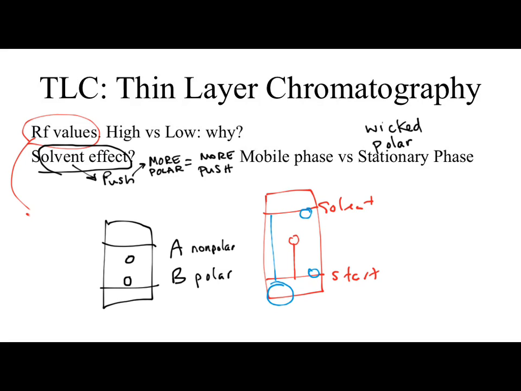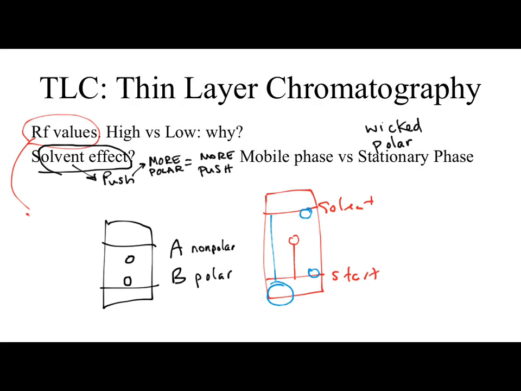If I increase the polarity of the solvent, all I'm going to do is push these compounds harder, which means they both move further. The order does not change. A still does not interact with the stationary plate, but it's being pushed harder, so it moves further up the plate. B is getting pushed harder, but it's still polar. It still interacts with the stationary phase more than compound A. So the order does not change.